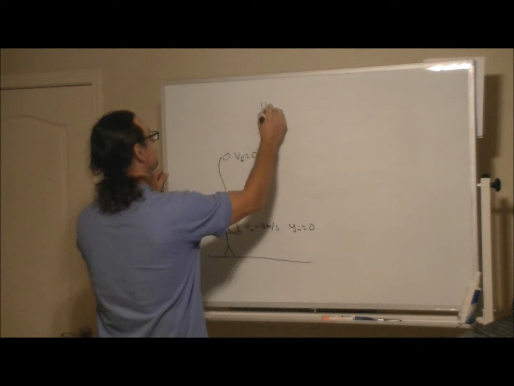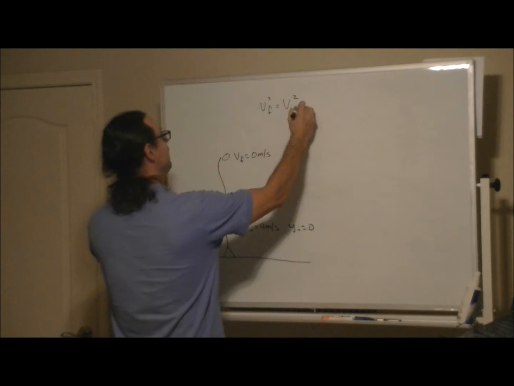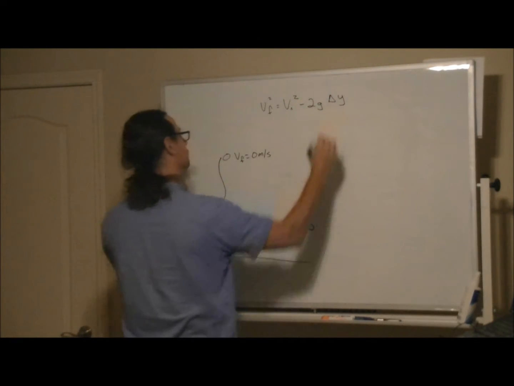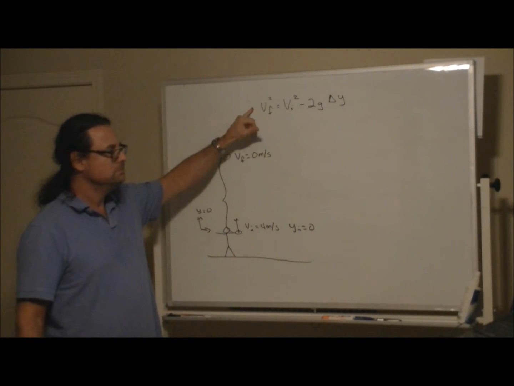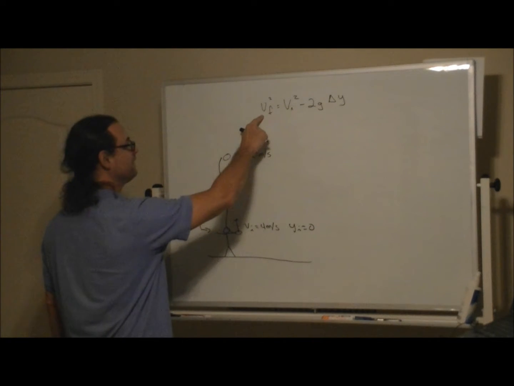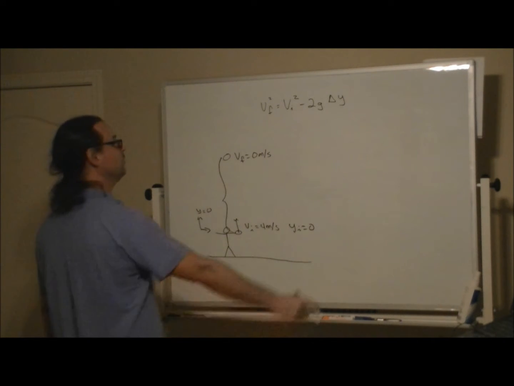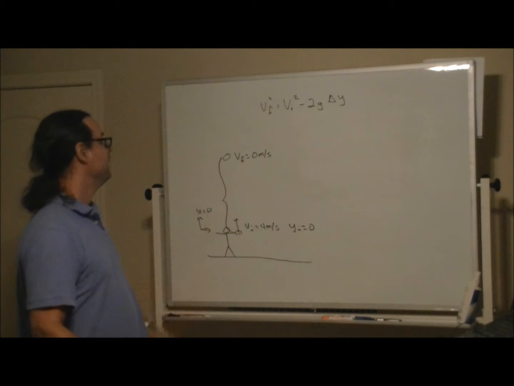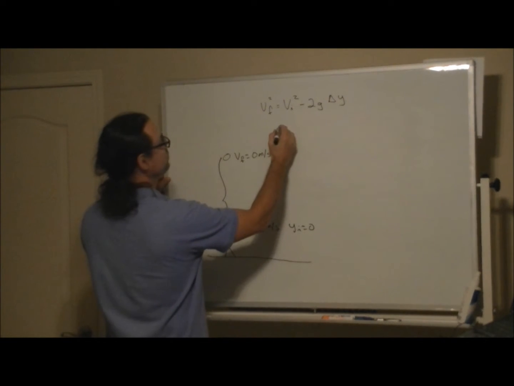We have V final squared equals V initial squared minus 2g delta y. And if you look at this, you realize there's no time in it. You have the initial velocity, you have the final velocity. G is just the acceleration of gravity, 9.8 meters per second squared, and delta y is that answer that you want. It's the maximum displacement. So in this case, you would solve it.